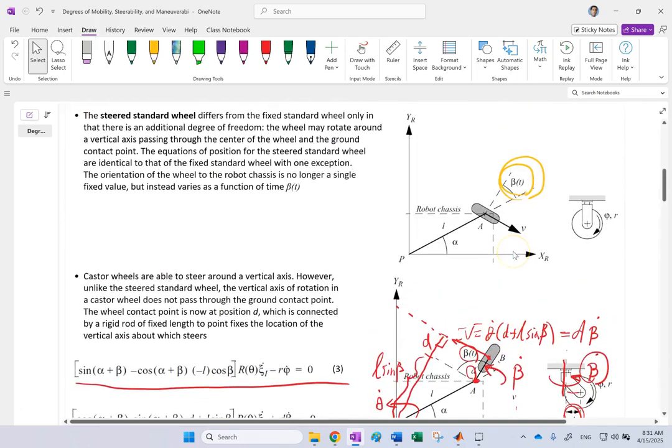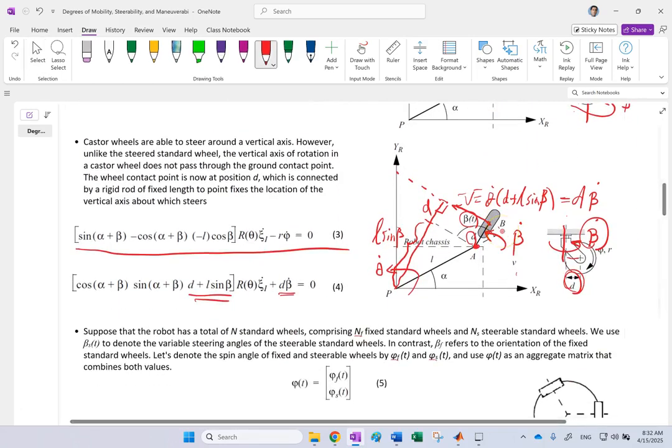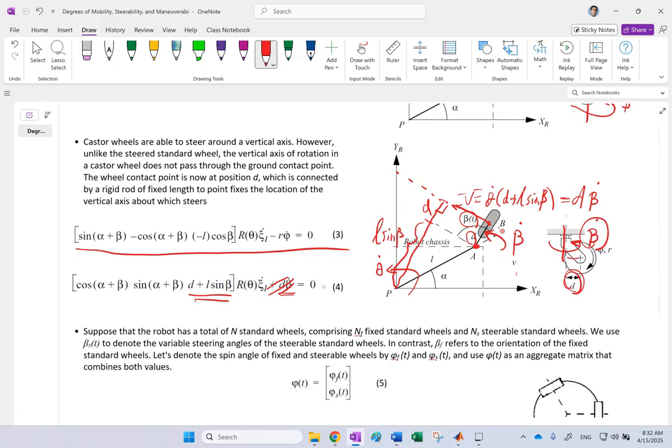You might ask, why don't you have it for a standard steerable wheel? Because in that one, beta is also variable, so there is a beta dot. The thing is, the center here is spinning about this axis. So although there are beta dots, the offset of the center about the axis is 0, so there will be no total velocity. D is 0 in this case for the standard steerable wheel, therefore this is going to be 0. But for a caster wheel, that's not equal to 0.